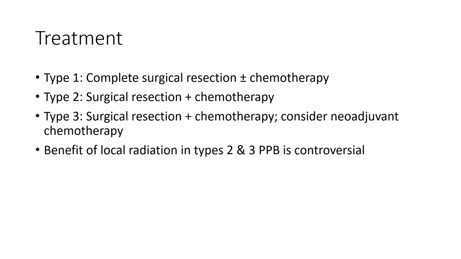Treatment: type 1, complete surgical resection plus or minus chemotherapy. Type 2, surgical resection plus chemotherapy. Type 3, surgical resection plus chemotherapy, consider neoadjuvant chemotherapy. The benefit of local radiation is uncertain in type 2 and type 3 pleuropulmonary blastoma.